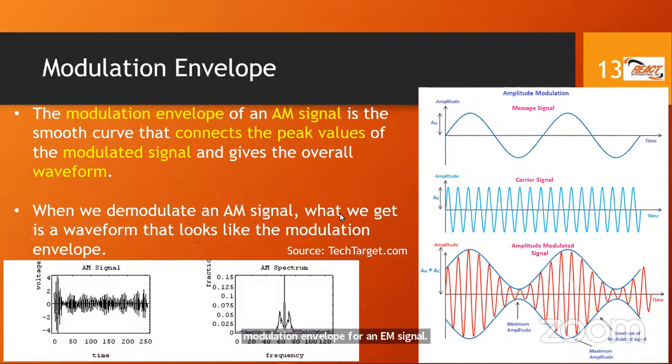Now, when we demodulate an AM signal, what we get is a waveform that looks like the modulation envelope. So what that means in a receiver is, when we grab the signal from the air, and our antenna receives it and we process it, that waveform that we get when we demodulate it looks like the modulation envelope. Because if you look at it carefully, you'll notice that the modulation envelope is very similar to the modulating signal, right? So exam question, modulation envelope.